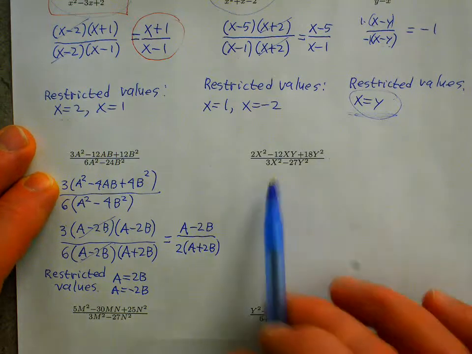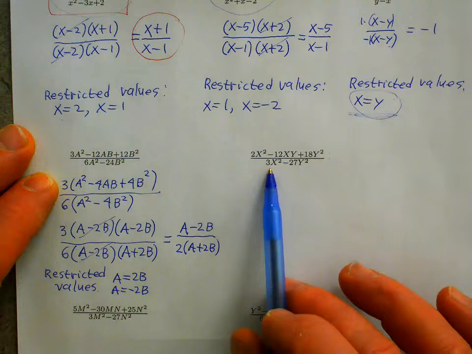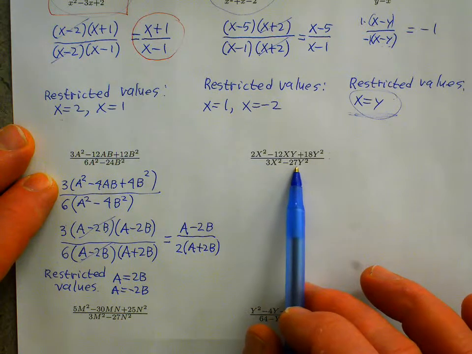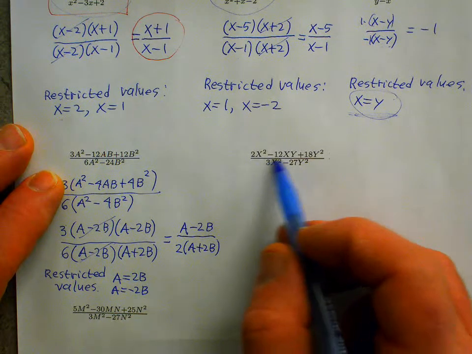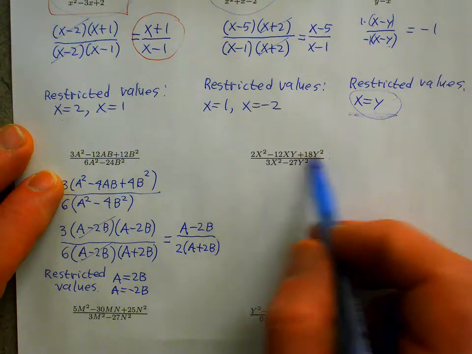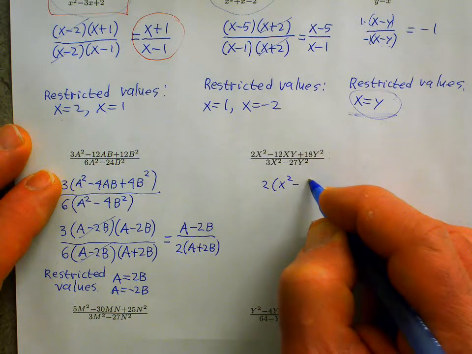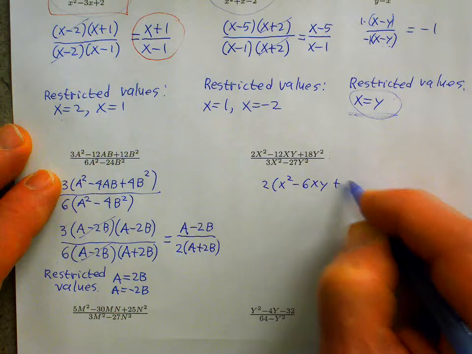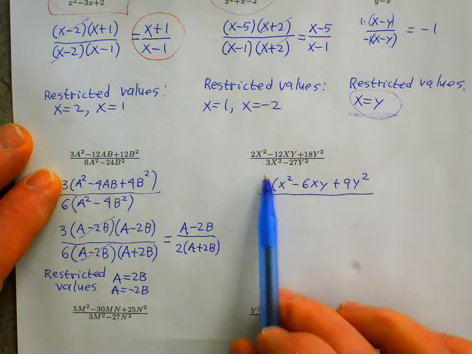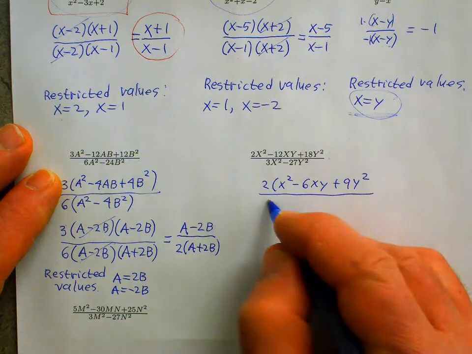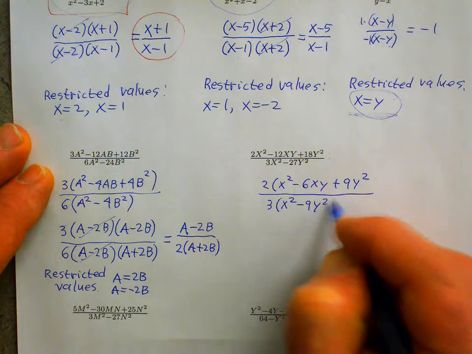Okay, the next one, 2x to the second minus 12xy plus 18y to the second divided by 3x squared minus 27y squared. We can factor 2 out of every term in the numerator, so we get 2 times x squared minus 6xy plus 9y to the second. And in the denominator, we can factor 3 out, so we get 3 times x squared minus 9y to the second.